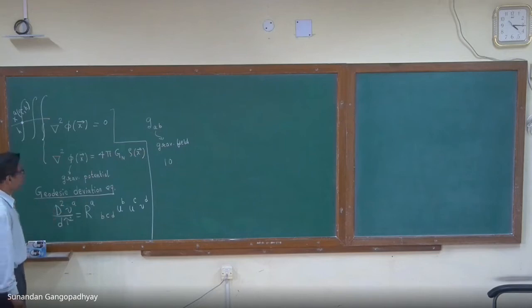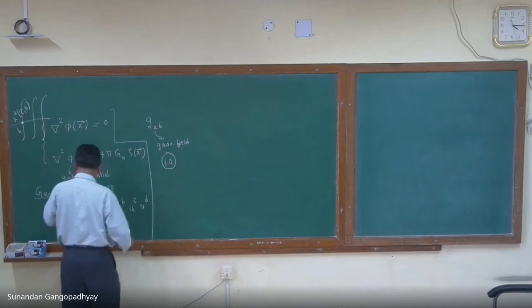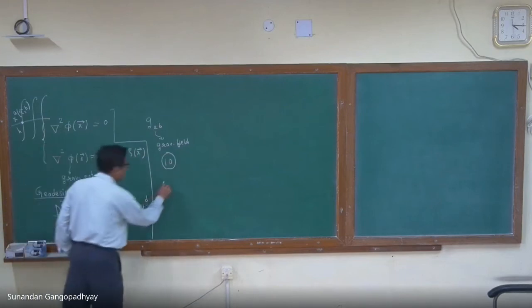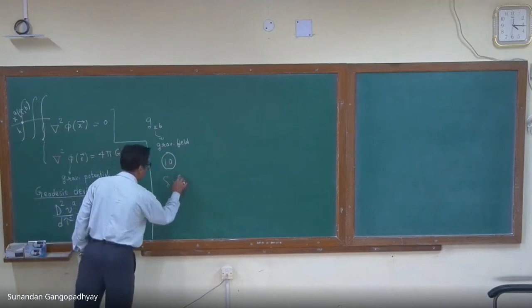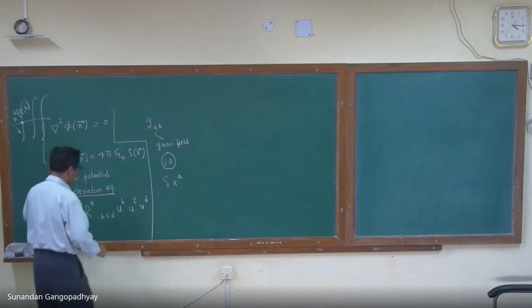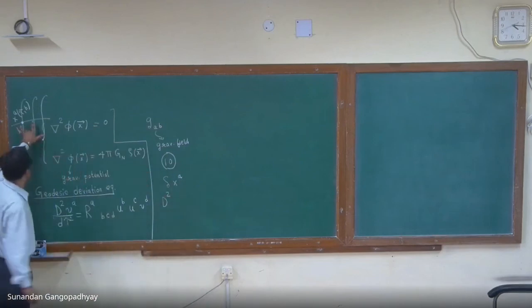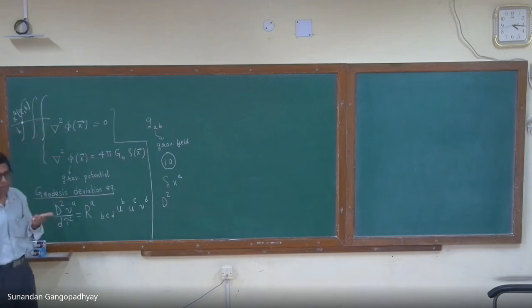So let us start from this equation and write it down. Let us consider this V^A to be delta x^A and write down the corresponding equation.